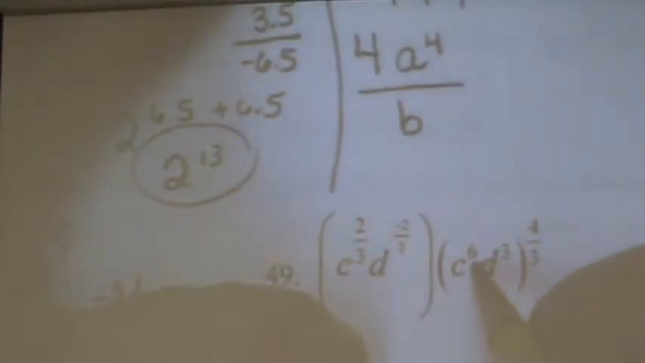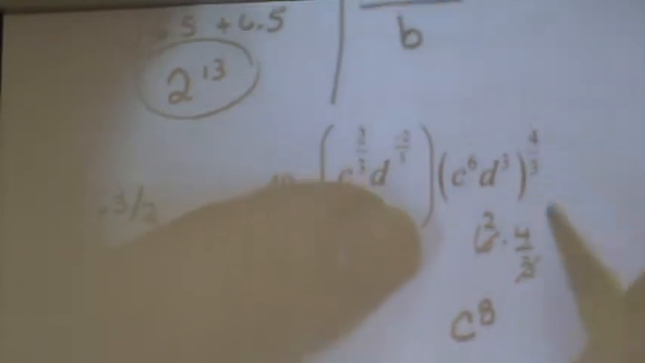This one you've got, first you're going to want to distribute this 6 times 4 thirds. So 6 times 4 thirds, 3 goes into 6 2 times, so you've got C, this is going to be C to the 8th power. And then you've got these 3's cancel, so you've got D to the 4th power. So this is this right here.